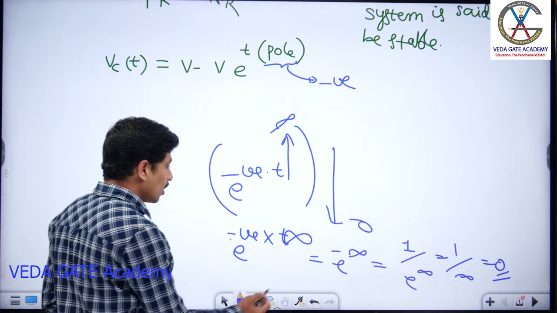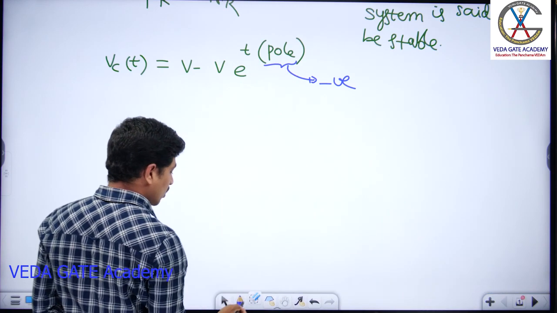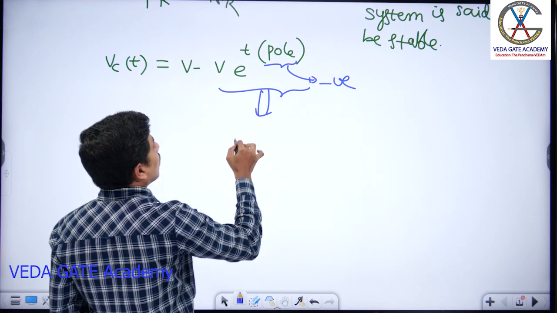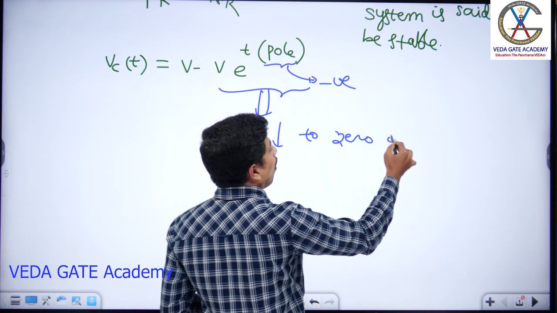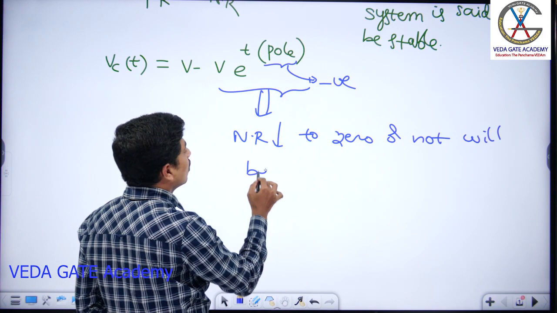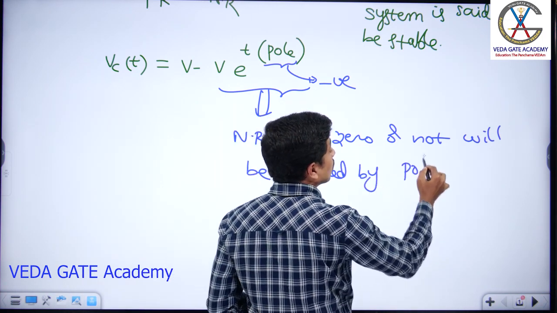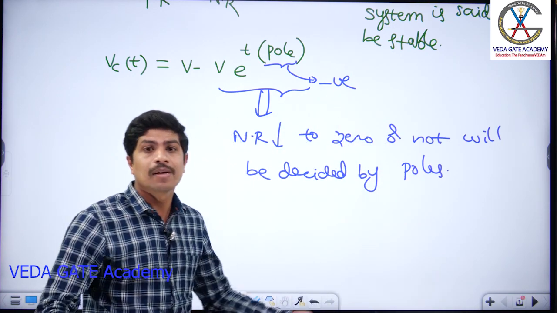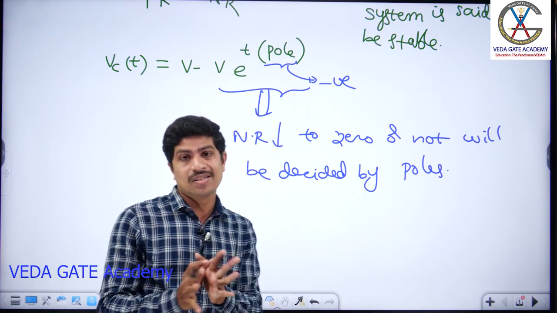Means whether this natural response is decreasing to 0 or not. Whether this natural response decreases to 0 or not will be decided by the poles, and that too, the real part of the pole. We are going to take some examples. In those examples, I'm going to clearly mention that only the real part matters for us, not the imaginary part.